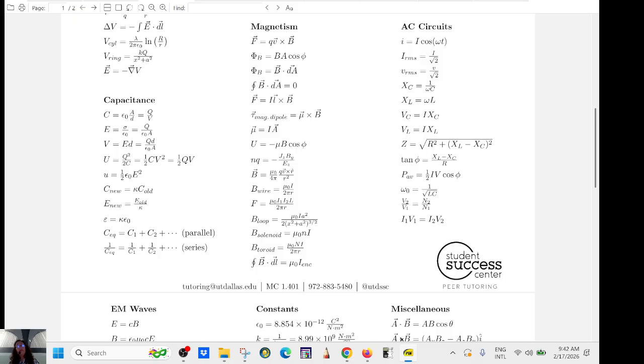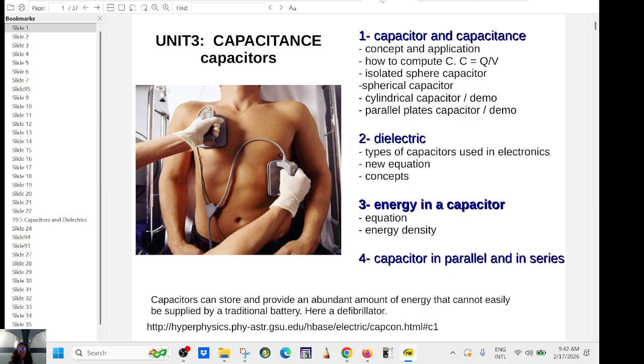Okay, so that's the farad. And that's all the equations that you need. So for the next pop quiz, remember to know how to use your equation sheet. Okay, so let's go back to capacitors.